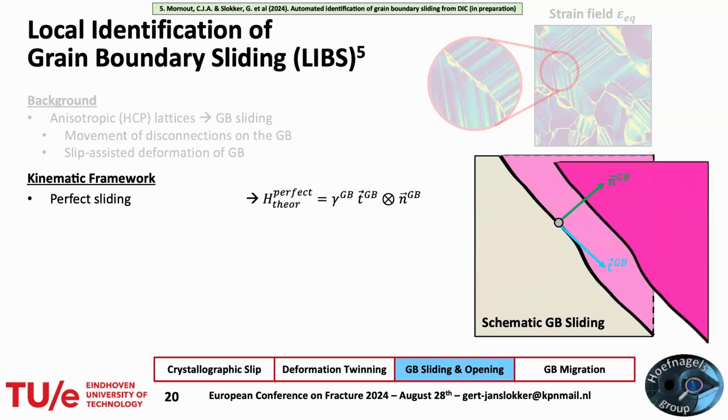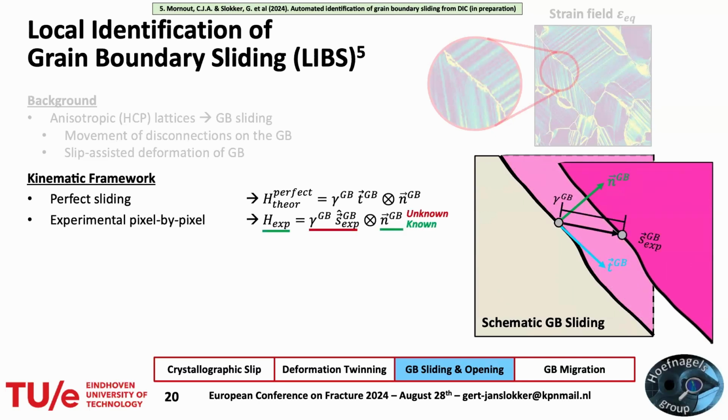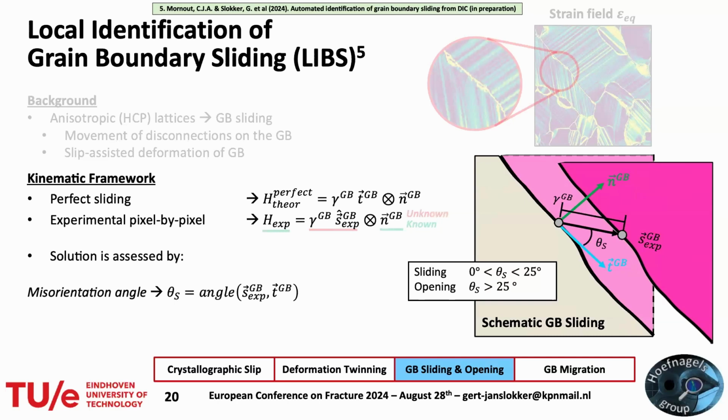Now this grain boundary is moving, and what this LIBS method can determine is this vector and a certain magnitude, of course, of the vector. And what we calculate is the angle between this directional vector and this tangential direction. And we say if it is a really low angle, moving like this, it is sliding, or is it more like this? We say it's apparent opening.